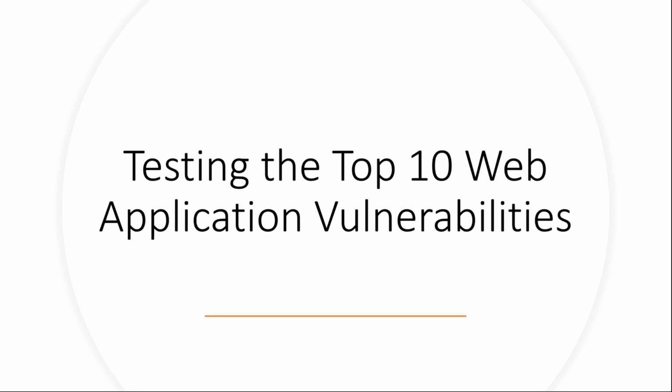In this section, we're going to be testing the top 10 web application vulnerabilities. So these are based off of what is known as the OWASP top 10, that is OWASP, and we're going to cover these using a platform called Juice Shop, which is a vulnerable web app. So we're going to install Juice Shop, and we're going to go one by one through these top 10.